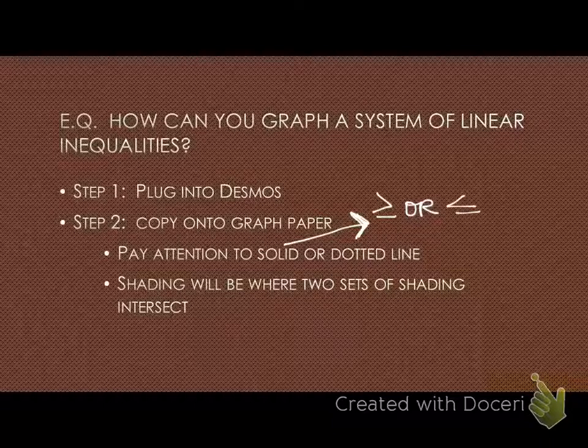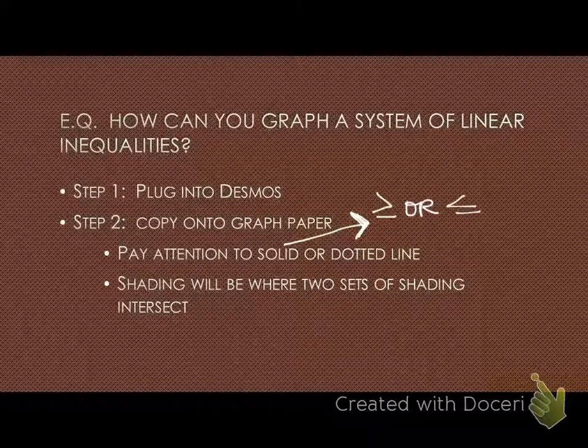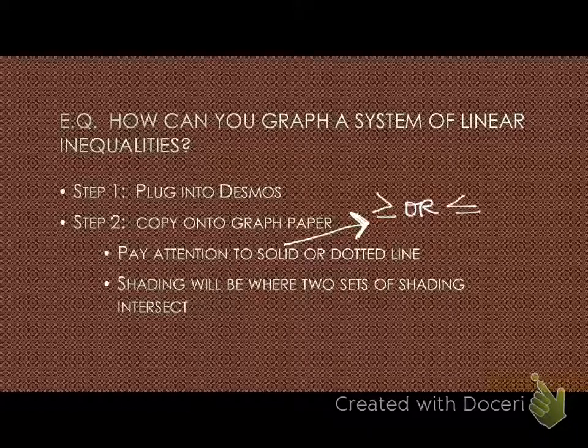Very good. If your inequality on your paper has greater than or equal to or less than or equal to, and your Desmos graph has a dotted line, you've done something wrong. You've plugged it in wrong. So be very careful, okay? Your line should be solid if your symbol is greater than or equal to or less than or equal to.